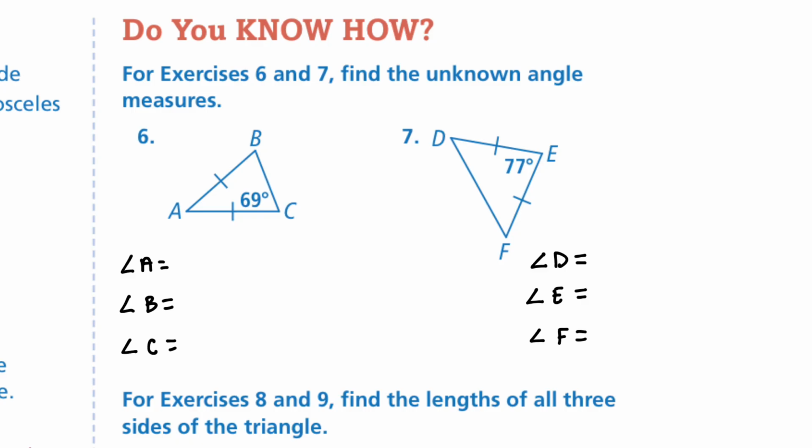For problem 6, we have an isosceles triangle. If the sides are congruent, the opposite angles are congruent. So that means that angle C is congruent to angle B, so angle B is also 69. And I know that the angles inside of a triangle add up to 180. So you would do 180 minus twice the value of 69, and that would give you the measurement of angle A, which is 42 degrees.